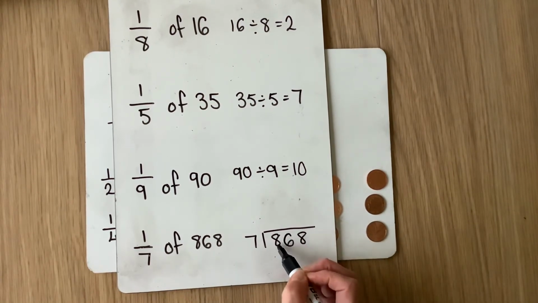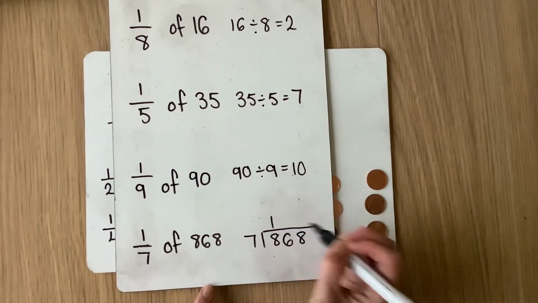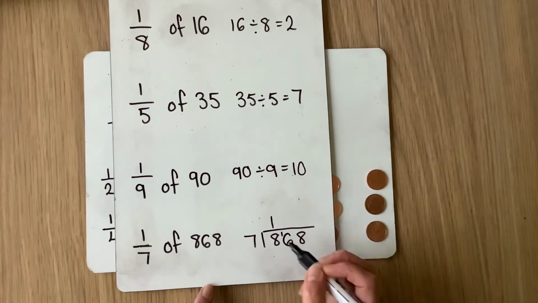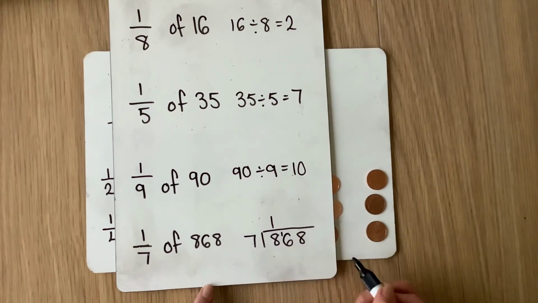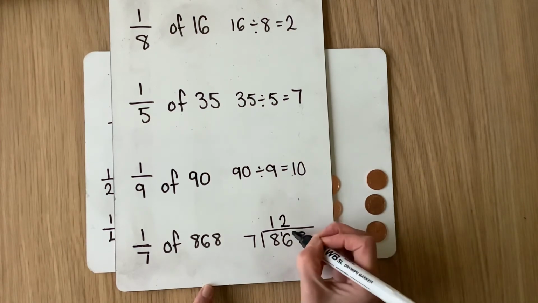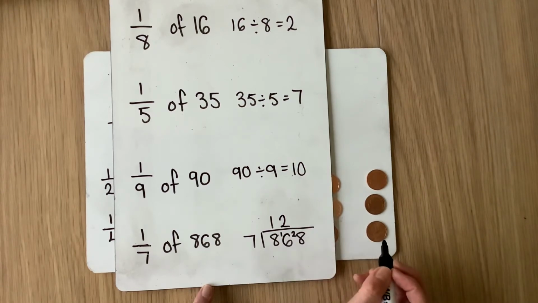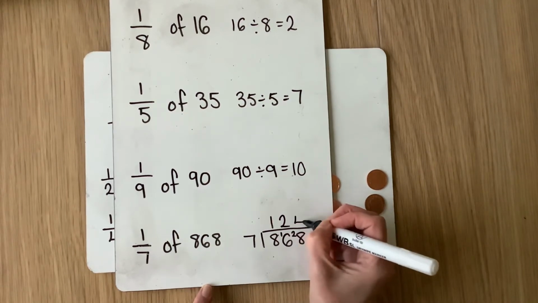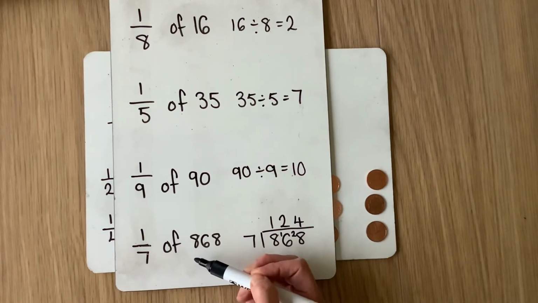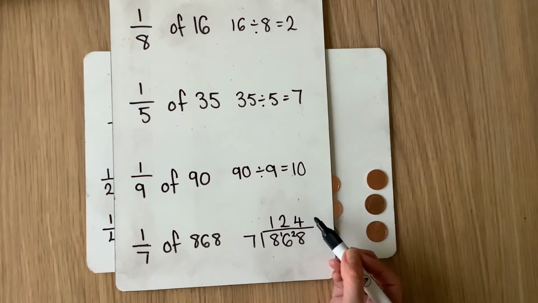So let's do it. 8 divided by 7. Well, 7 divided by 7 is 1. If I've got 8, that's remainder 1. 16 divided by 7. Well, 2 7s are 14, so remainder 2. 28 divided by 7 is 4. So if I wanted to know what 1/7 of 868 is, it's going to be 124.